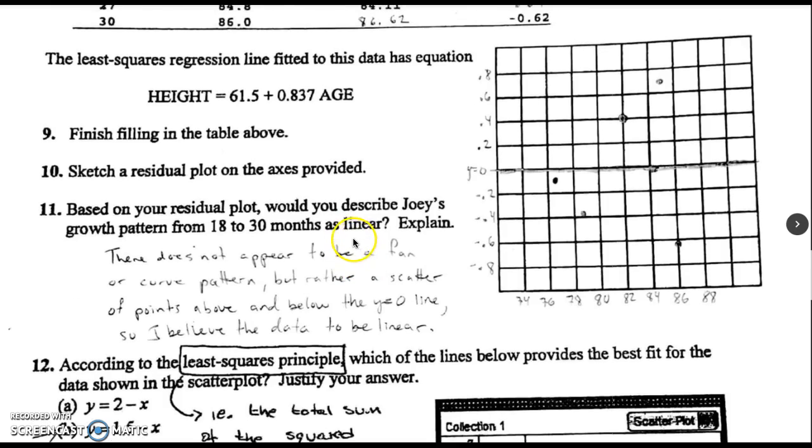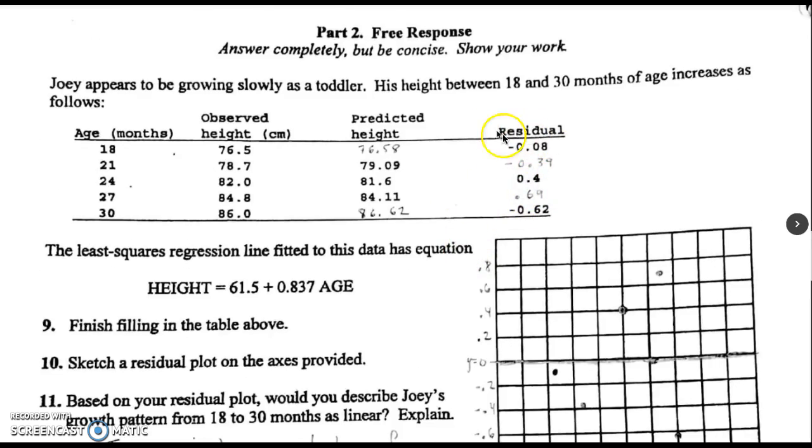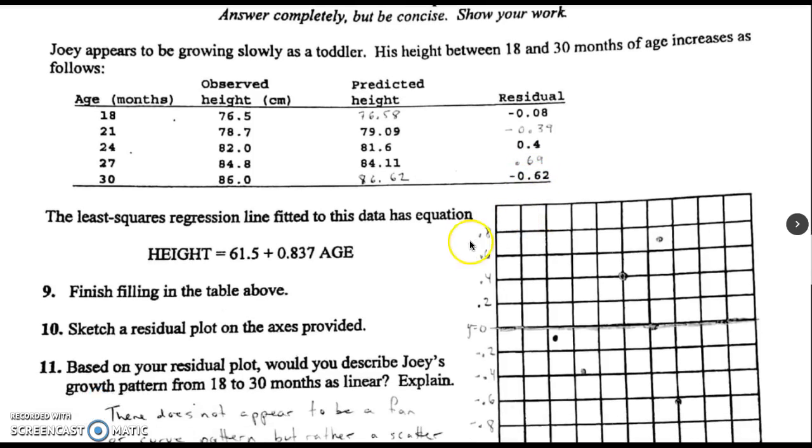Question 10 says that we need to sketch a residual plot on the axes provided. So again, your residual plot, always the middle should be just the x-axis, the line y equals 0. The scale that you're going to use is based off the size of the residual. So I see the biggest residual I have is close to 0.7. I have one that's close to that positive and kind of close to that negative. So I'm going up to 0.8 on the positive and negative 0.8 on the negative side. So basically I just made each block 0.2.